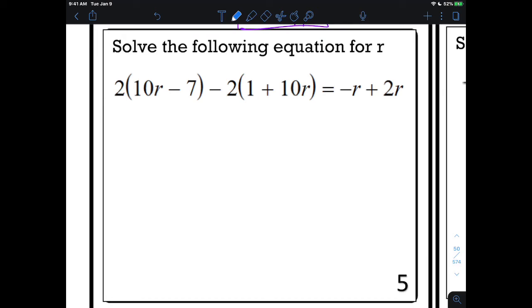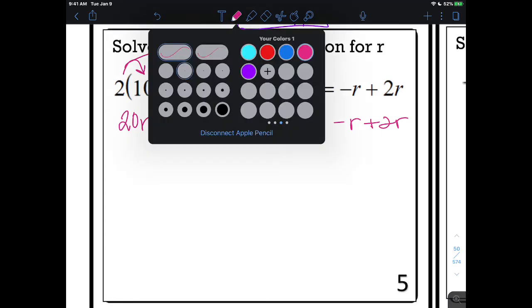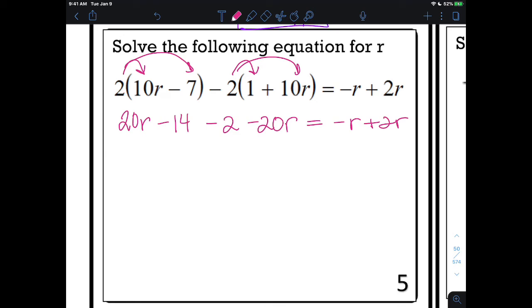All right. Same situation here. Let's first start by getting rid of these parentheses. We don't like parentheses. So 20r minus 14 minus 2 minus 20r equals negative r plus 2r. Okay, they're doing a lot here. They have these r's all over the place trying to get us confused. So let's start pulling this apart. First thing, let's look over here on the left side. I see an r here. I see an r here. They are a zero pair.